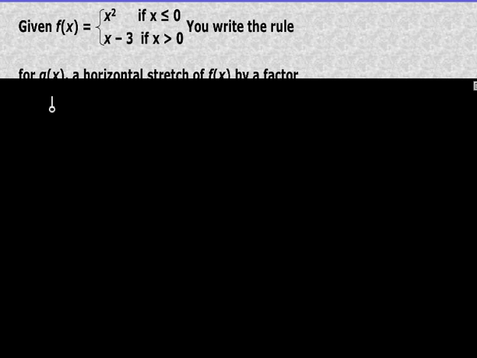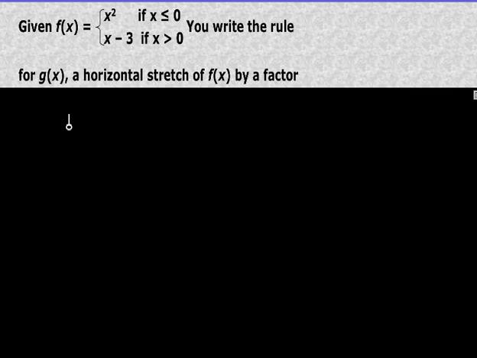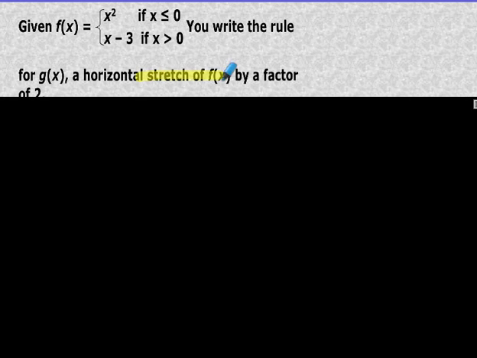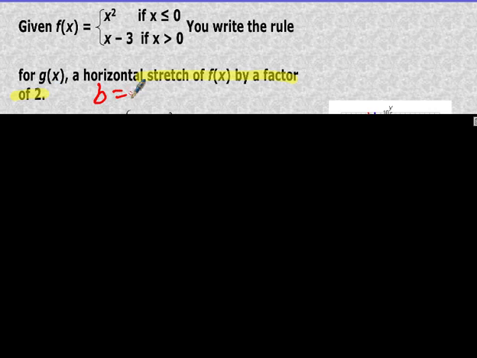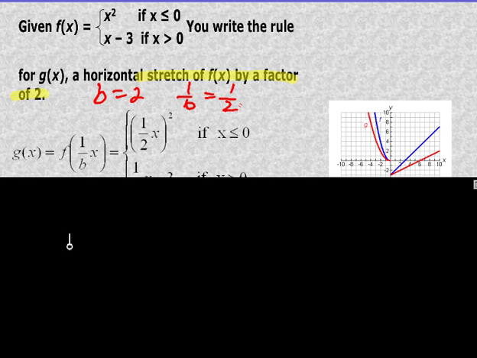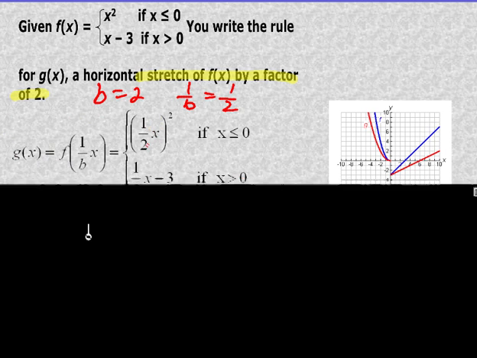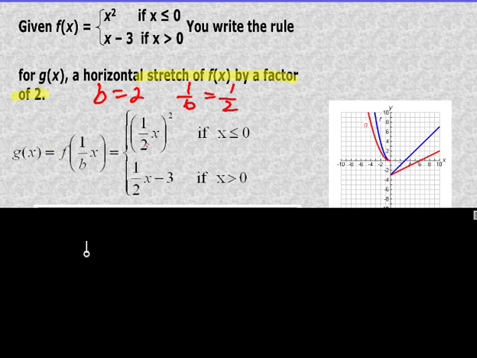The next example, I asked you to do it, but I thought I'd talk about it a little bit because it does involve a horizontal stretch by a factor of 2. So remember, you're going to replace x with 1 over b. So b here is 2. 1 over b is going to be 1/2. So here I replace x with 1/2 x. Here I replace x with 1/2 x.